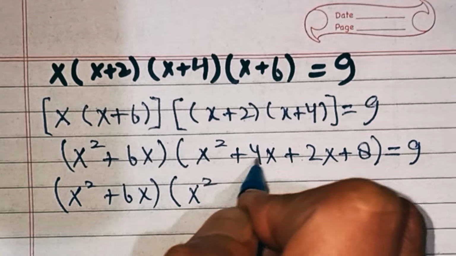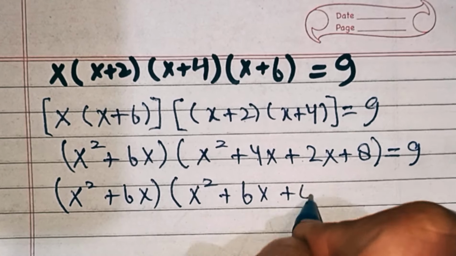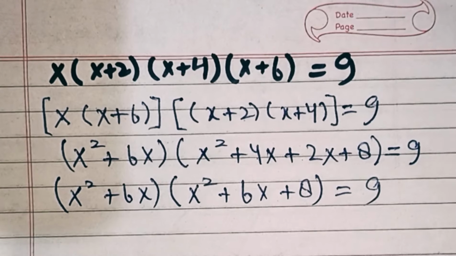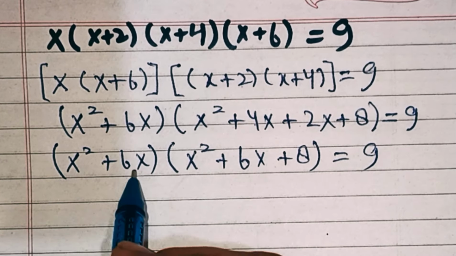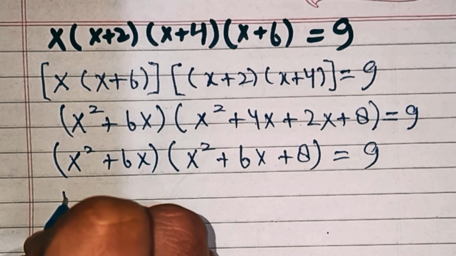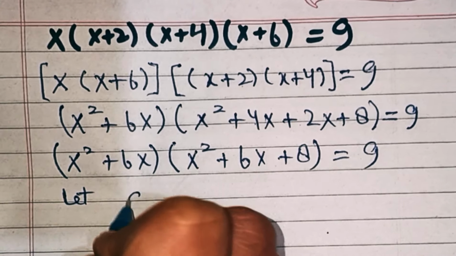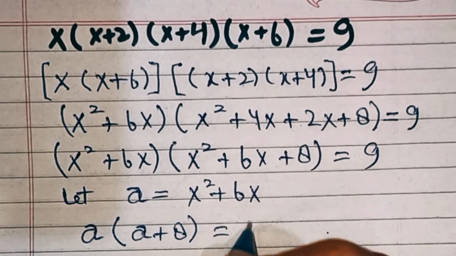Then x square, now this 4x plus 2x is 6x plus 8 equals 9. Now you can see this x square plus 6x is common. So let's make this equals a, that is, let a equals x square plus 6x. So this equation will become a times a plus 8 equals 9, right?